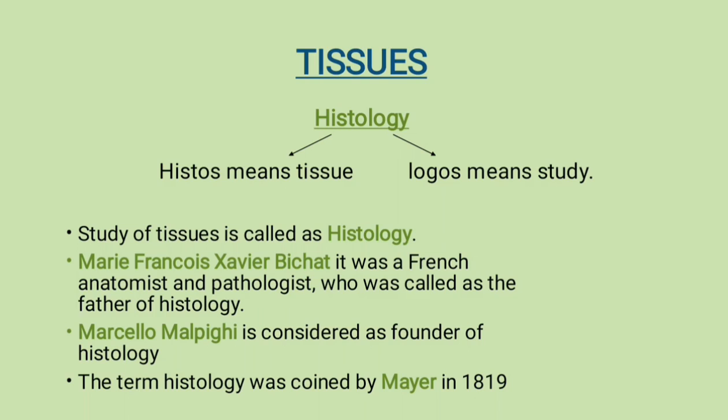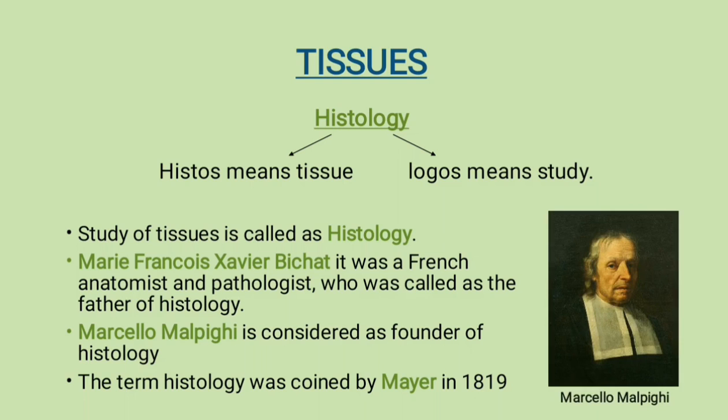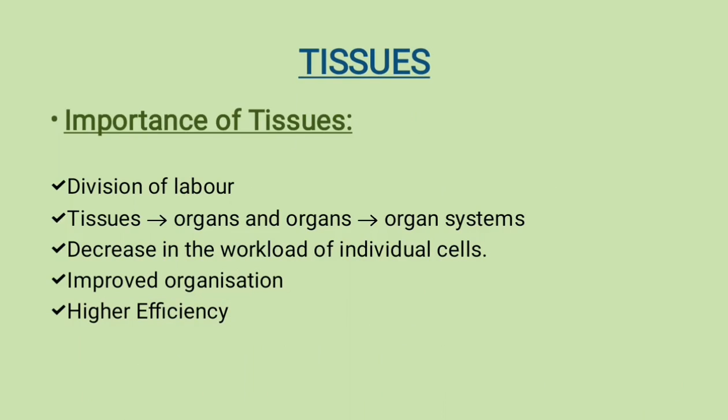One of the interesting things about him is that at that time microscopes were not there. Still, he managed to distinguish 21 types of elementary tissues. Marcello Malpighi is considered as founder of histology. We have to keep in mind the fact that the father of histology is Xavier Bichat, whereas the founder of histology is Marcello Malpighi.